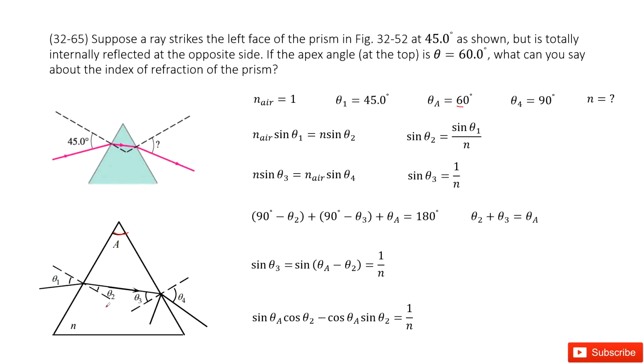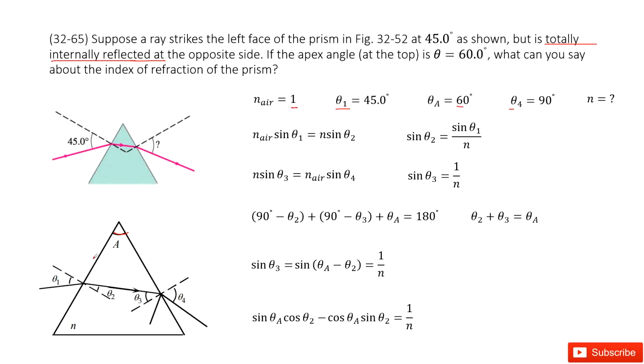So now we need to find the index of this object. The given quantity is that this object is surrounded by air, so that means n air is 1. Theta 1 is given as 45 degrees. And theta 4 is given as 90 degrees, because it tells you this is totally internally reflected at the outside. Theta 1 is given. We are asked to find n for this object.